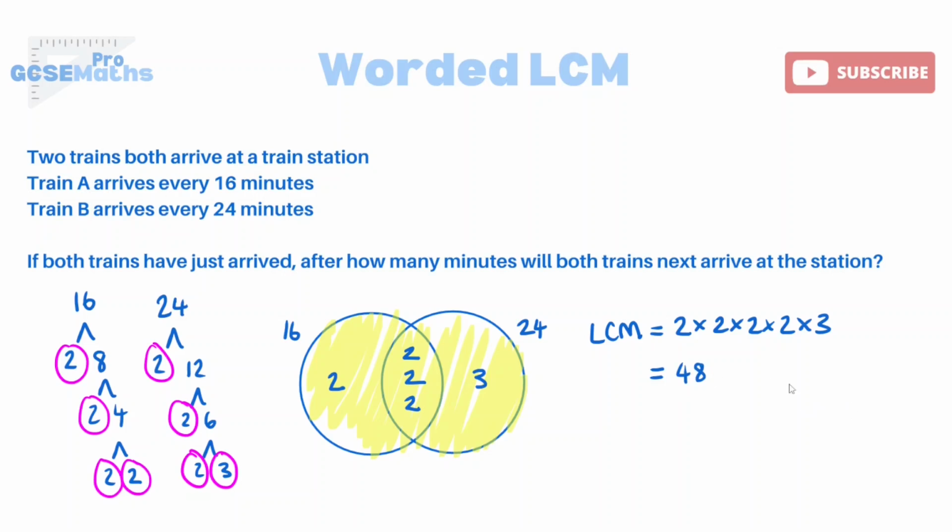So what we're saying is that in this context, after 48 minutes, both trains will arrive at the train station. Now they've said after how many minutes will both trains arrive, so that is just the answer, after 48 minutes. So that is it, exactly the same method as normal lowest common multiple, but just in a different context.